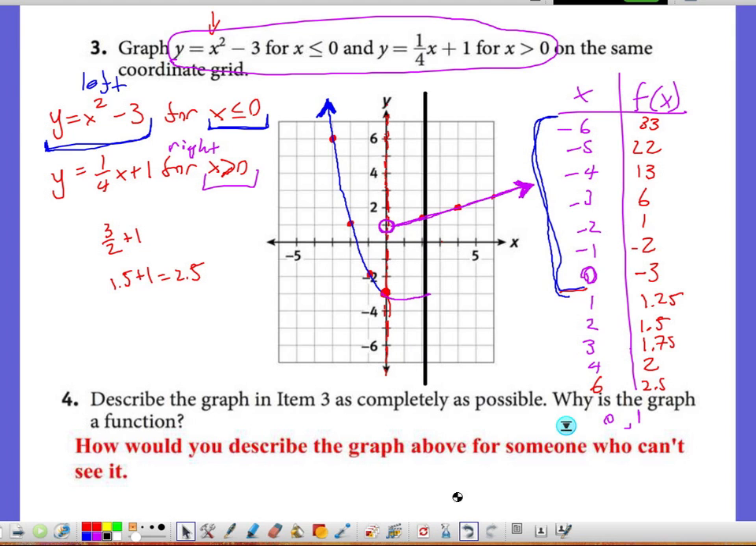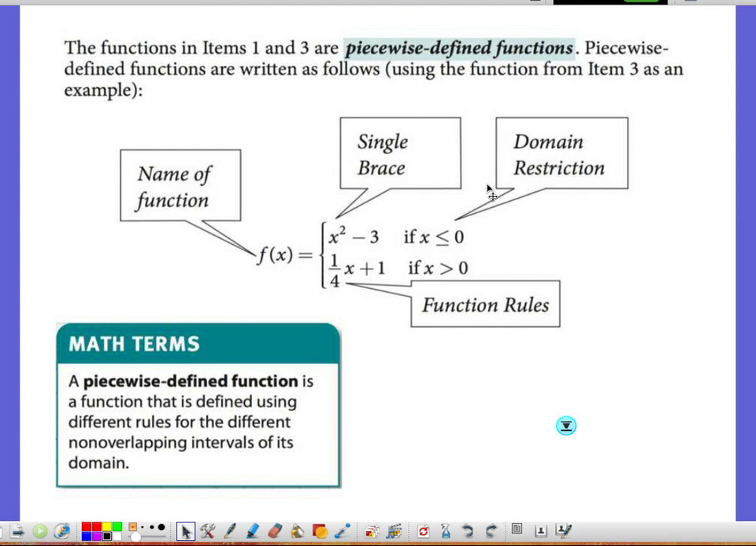So it stops right at the wall, and the other function continues where the other function left off, but using a different function rule. So that's the key to piecewise defined functions. They don't overlap in the intervals of its domain, or else it wouldn't be a function.